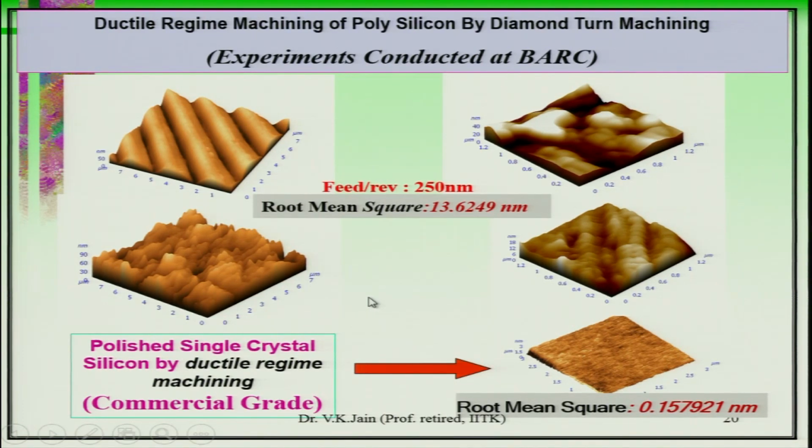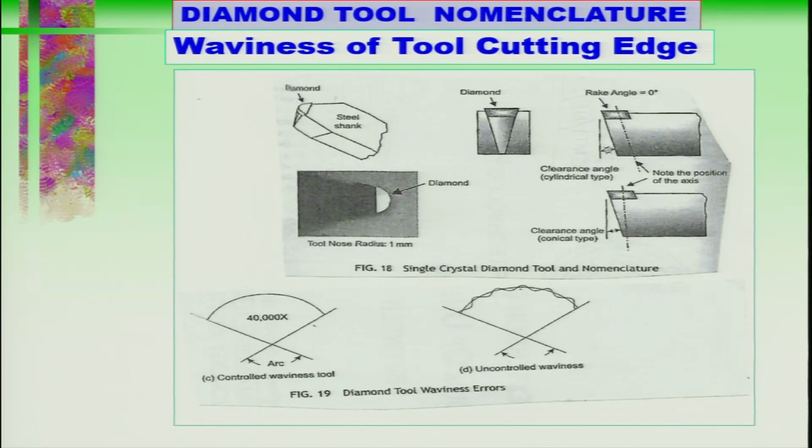machining of polysilicon components. Now, when you are performing the diamond turn machining, you have the single point diamond tool, and this tool has certain nomenclature, and you have to be careful to maintain proper tool nomenclature before using it. So, you can see here this is the diamond and this is the steel shank. Shank is made of steel, but the tip at the corner is that of diamond, and this is the supporting part over there. Diamond is shown over here.